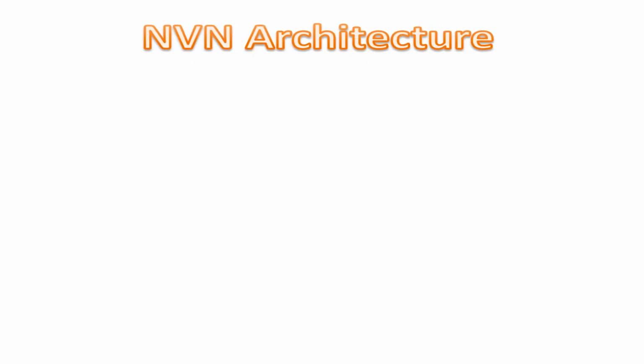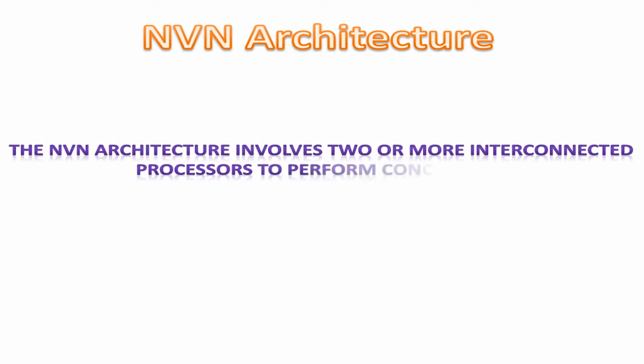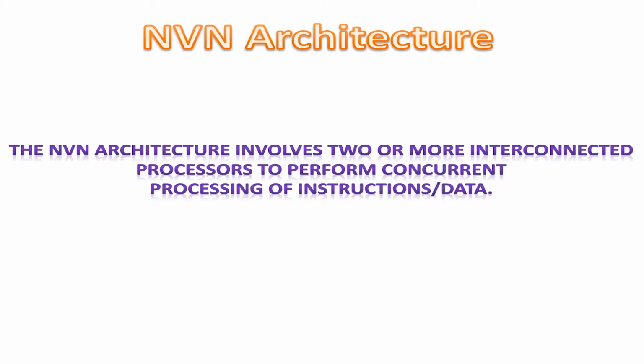NVN architectures. We are in an era of modern computer architecture which delivers high performance capability as opposed to the conventional von Neumann model. There is a shift from sequential machine or single processor, which is typically based on von Neumann, to multiprocessor systems that focus on concurrent processing, which are typically based on non-von Neumann or NVN. The NVN architecture involves two or more interconnected processors to perform concurrent processing of instructions or data.